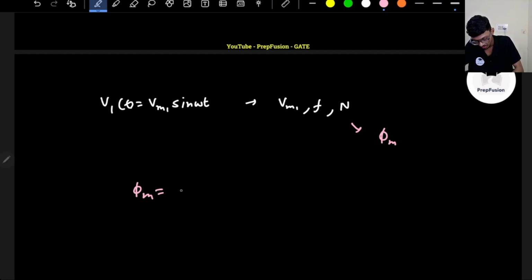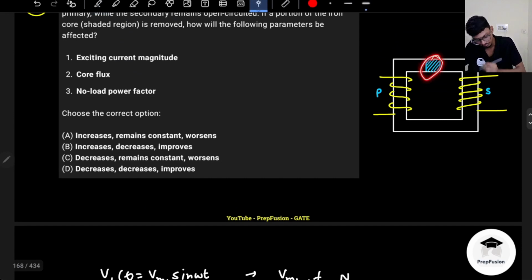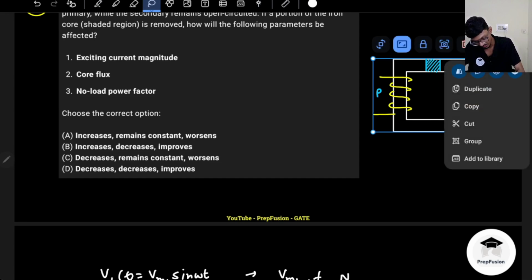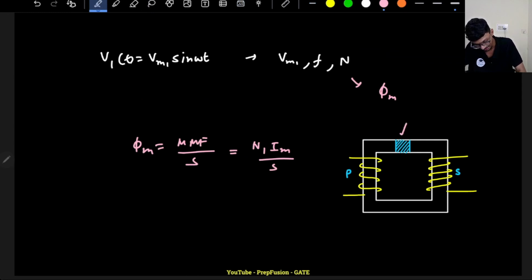Now if phi m is fixed, what is phi m equal to? Phi m is equal to mmf upon reluctance. So this will be equal to N1 into Im divided by reluctance. Now they have told me that I have removed one portion of the iron core, and then basically there is air. If it is air, it is like a series magnetic circuit. That basically means this portion will have very low permeability. If this portion has very low permeability, that means what? My overall circuit is a series circuit.